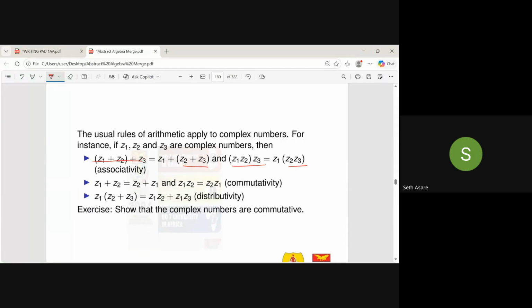All right. Then commutativity is also true. The first plus the second should be equal to the second plus the first. And the product of the first and second should be equal to the product of the second and the first. All right. Now the distributive property also is conserved here. When this one is expanded, it is Z1 multiplied by Z2 plus Z1 multiplied by Z3. So for complex numbers, we are saying that all the arithmetic rules are applied.